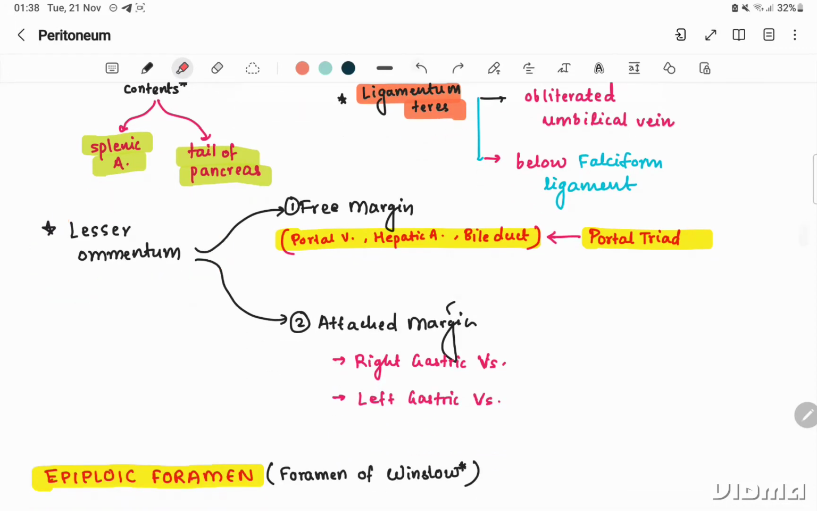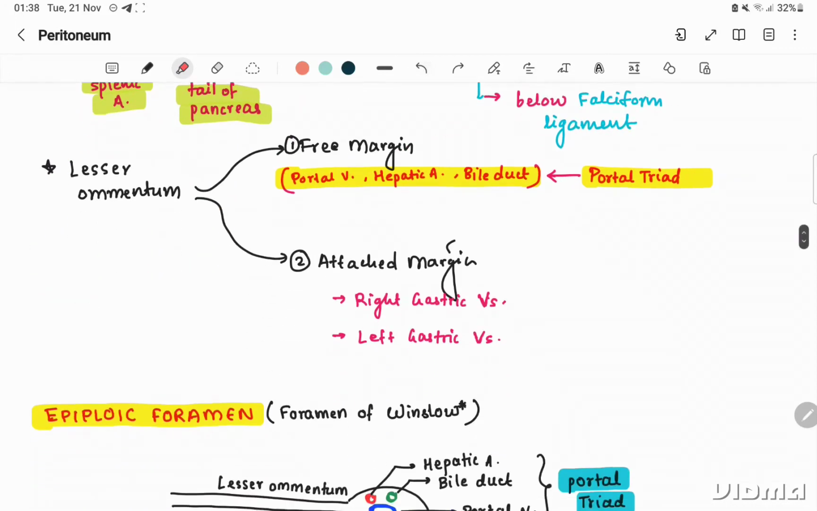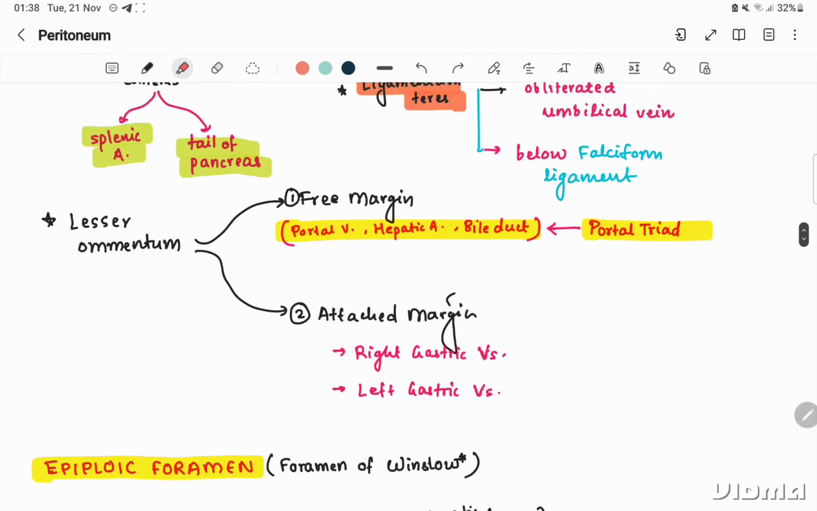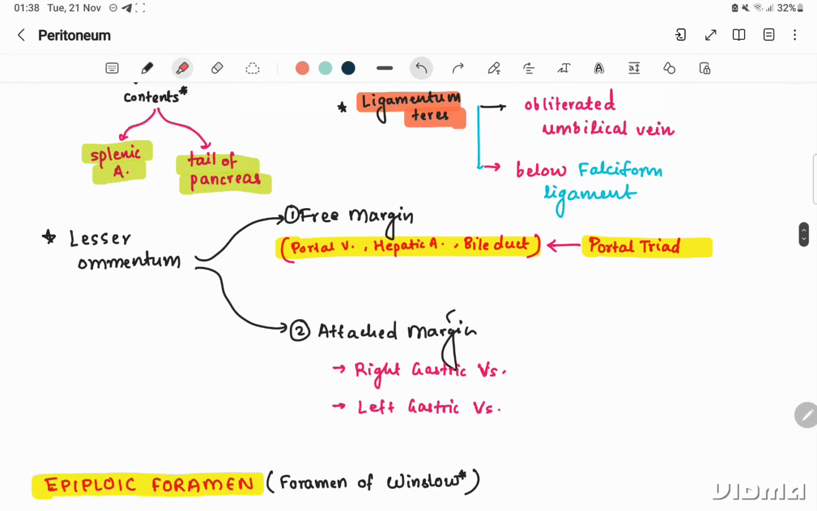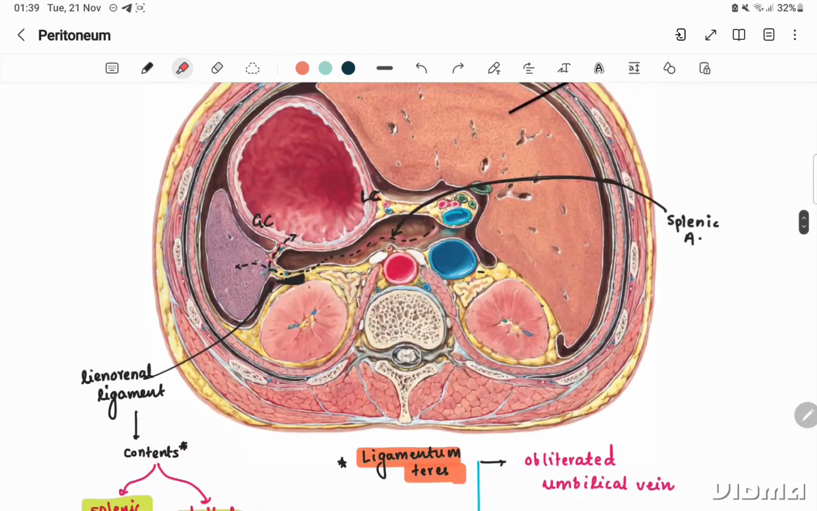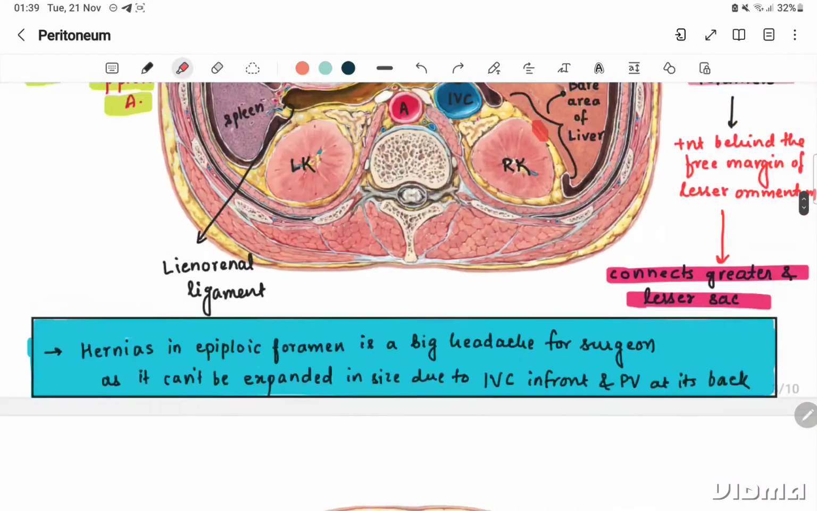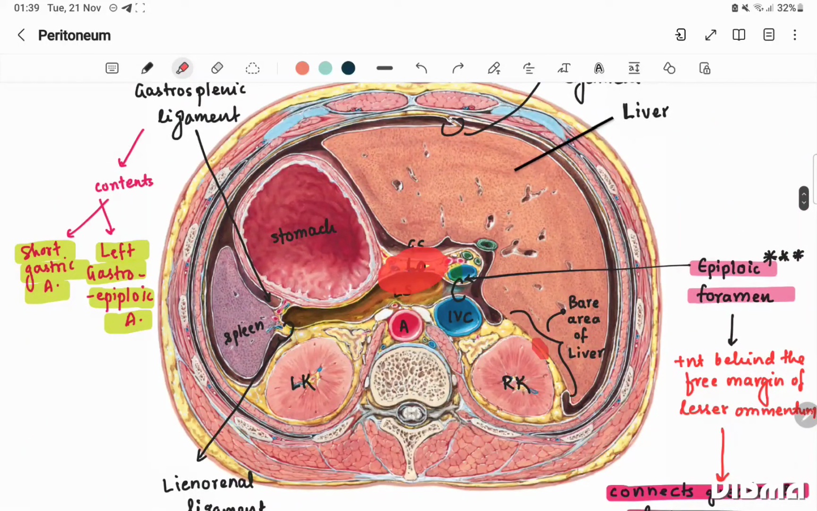Talking about the lesser omentum, it has a free margin and an attached margin. In the free margin, your portal triad is present: portal vein, hepatic artery and the bile duct. This is a portal triad, and in the attached margin, the right gastric vessels and the left gastric vessels are present. You can see your lesser omentum here. This is the free margin and this is the attached margin. The attached margin is attached to the stomach.